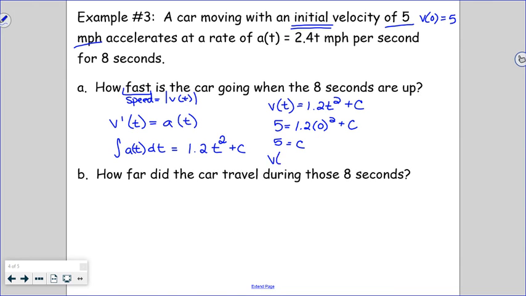And we get a velocity function of 1.2 t squared plus 5. You can show this a couple different ways. We can show then evaluating that at time equals 8 seconds. Plug in 8 to that.